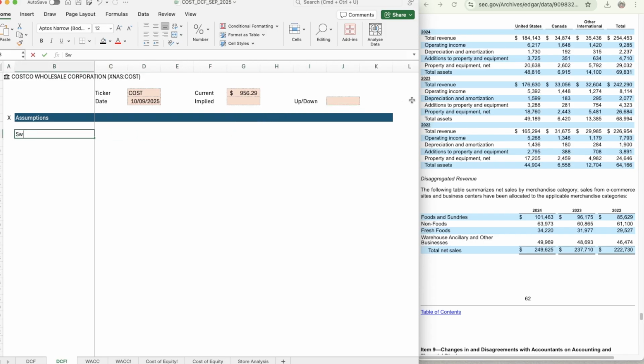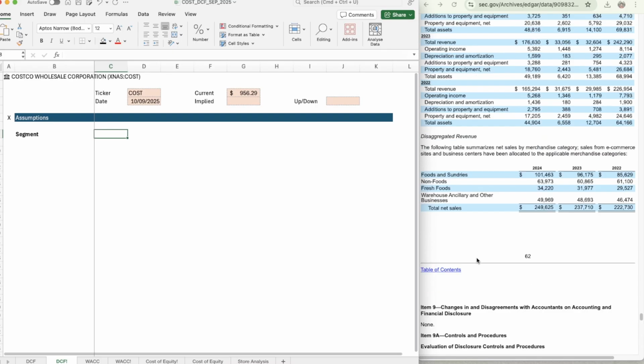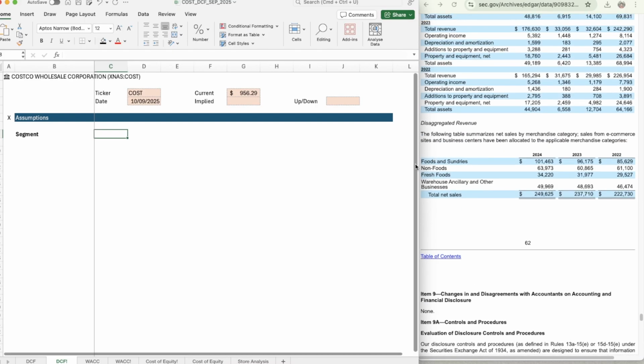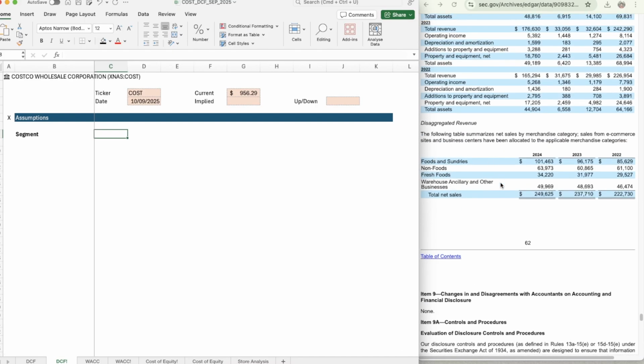So assumptions, we're going to say segment, and this is going to be the revenue segments for Costco, of which I have down here. So Costco breaks into 4 in terms of their product sales, and then you have another for membership. So we say switches, then we have bear, base, and bull. And we take this formatting, and how many do we need? 5. 1, 2, 3, 4, 5. There we go.